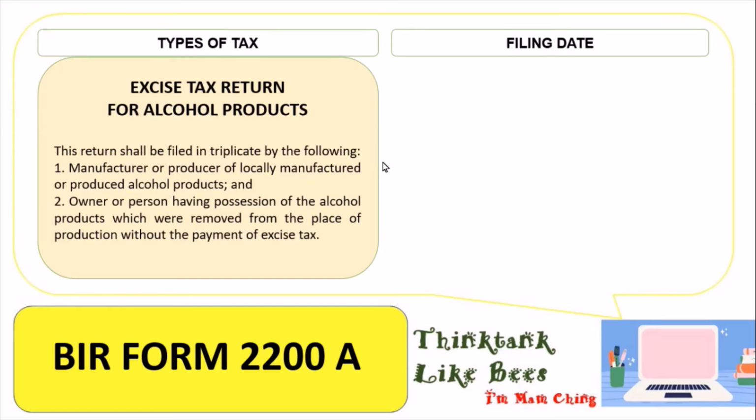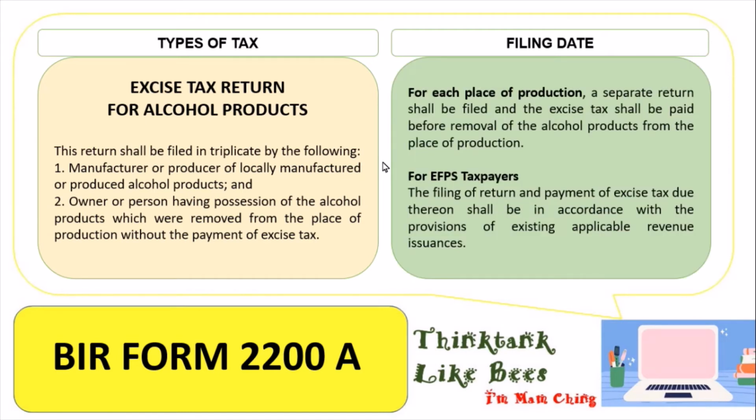Excise tax return for alcohol products. So this return shall be filed in triplicate by the following: manufacturer or producer of locally manufactured or produced alcohol products, owners or persons having possession of the alcohol products which were removed from the place of production without the payment of excise tax. So filing date is a separate return shall be filed if the excise tax shall be paid before removal of the alcohol products from the place of production. For AFPS taxpayers, the filing of return and payment of excise tax due thereon shall be in accordance with the provisions of existing applicable revenue issuances.